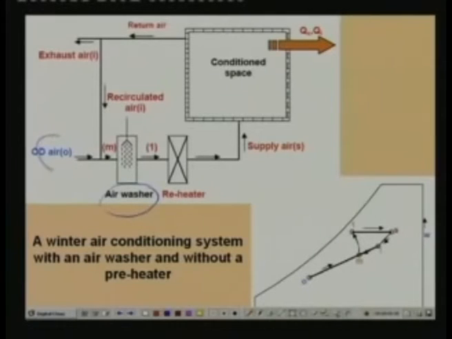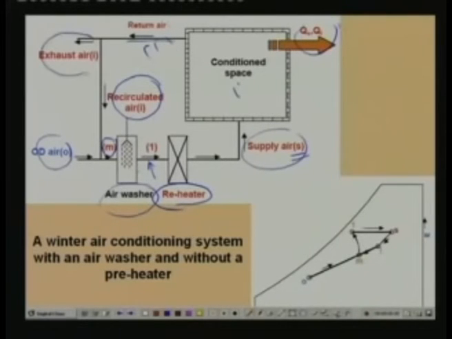Outdoor air and recirculated air are mixed. The mixed air at condition M flows through the air washer, and in the air washer its humidity increases to the required level. This humid air now flows through the heater where it is sensibly heated to the required supply temperature S. This hot and humid air flows through the conditioned space, takes care of the load, and comes out at the conditioned space condition I. Some part of it is exhausted and the remaining part is recirculated. So this is another system which does not have a preheater.